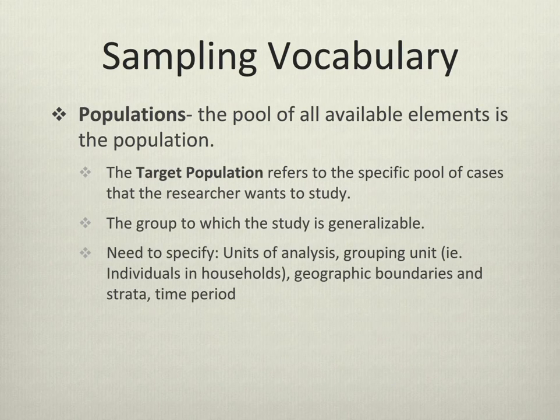The population is the pool of all available elements. The target population refers to a specific pool of cases that the researcher wishes to study. You want to be able to generalize from your sample to the population. Keep in mind that you may need to have a clear definition of this population.